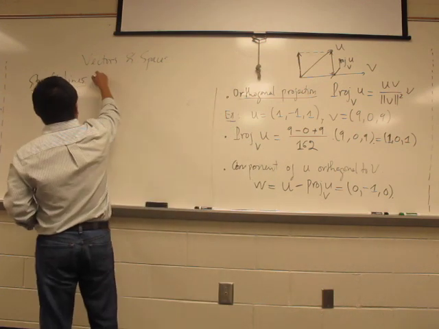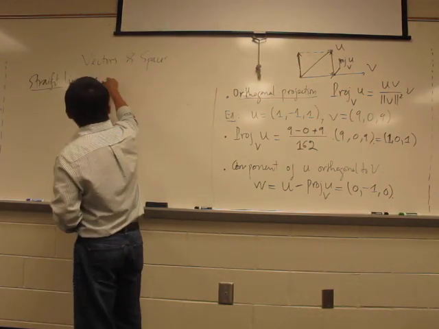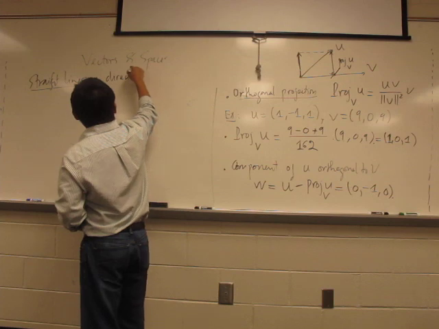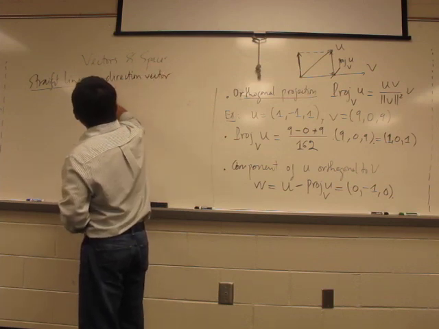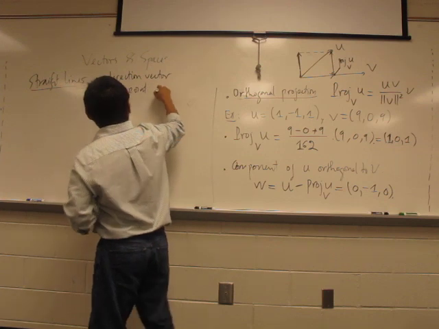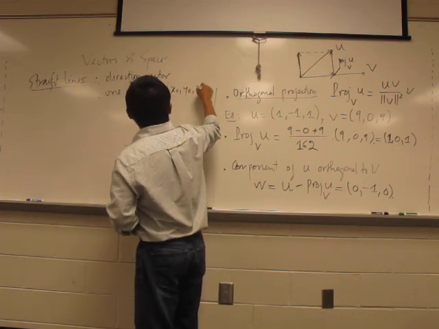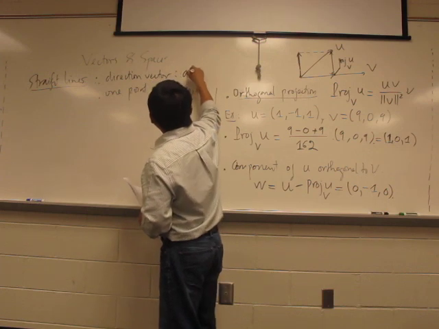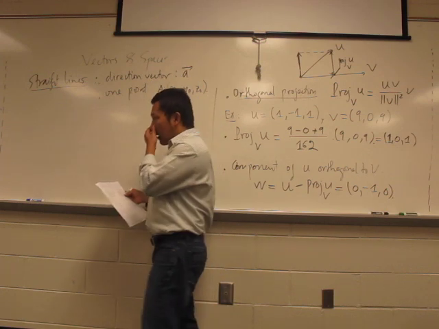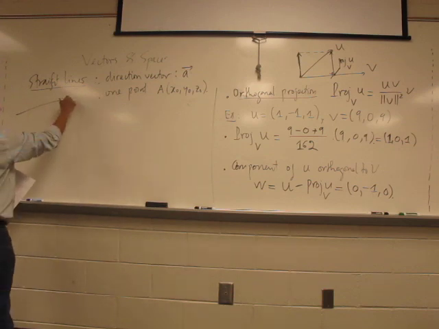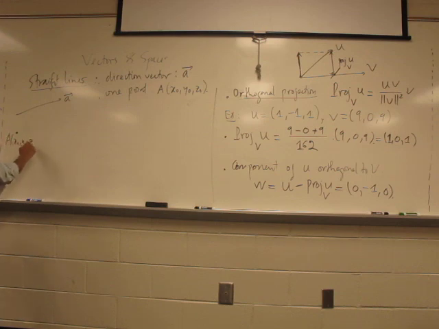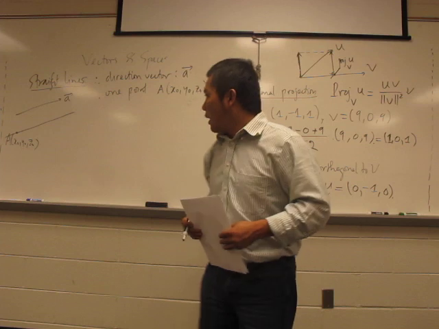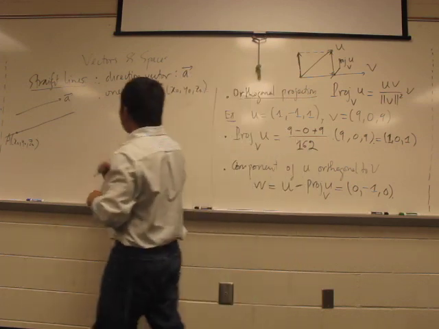But basically, what is a straight line? In order to get a straight line, you need one vector, which we call the direction vector A, and one point, let's say (x0, y0, z0). So if you have one direction vector A and one point (x0, y0, z0), that is your straight line: the line passing through that point and having direction vector A.